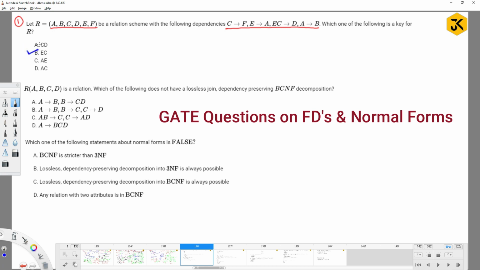Or what you can do, you can just take one by one and you can get the entire relation, then that will be the candidate key. So option B is the correct answer for this one. What about the second one?